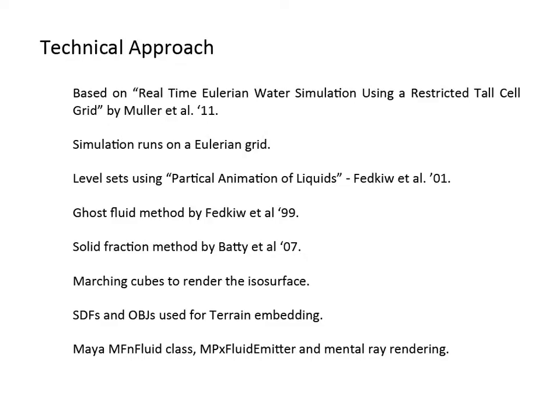We also utilize the ghost fluid method, which specifies conditions to ensure that the pressure is zero exactly at the free surface of the liquid. This enables a more accurate representation of the free surface. We also use the solid fraction method proposed by Batty and others in 2007 to correctly handle cells partially occupied by solids. To render the isosurface, we use the marching cubes method, in which a cell is checked to see if it contains a surface. The location of the surface is given by one of 15 cases. For solid objects, we generate signed distance values and store them at each grid point for accuracy.